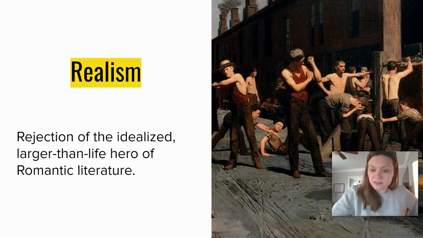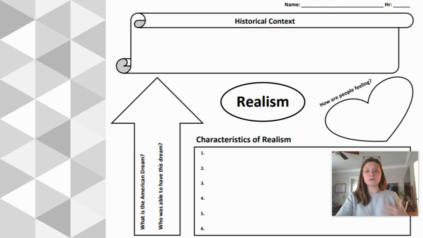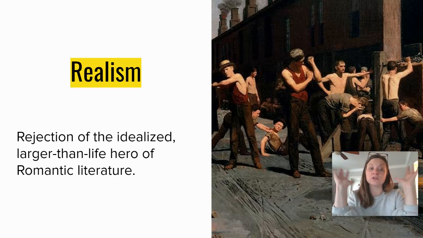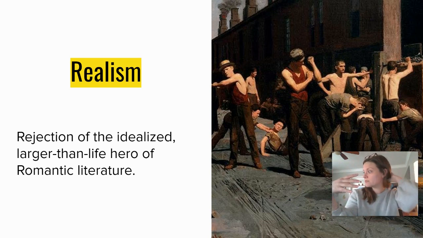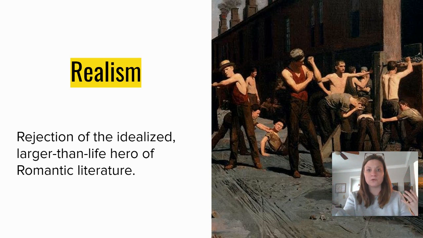All right, for realism, we have 6 characteristics that you are writing down. Again, these will be things that you need to be able to identify and differentiate, so make sure you take good notes. First trait, rejection of the idealized, larger-than-life hero of romantic literature. Because we're focusing on the working class and because we're focusing on city and industry, we are dealing with heroes who are these little-known men and women who are trying to make something of themselves.